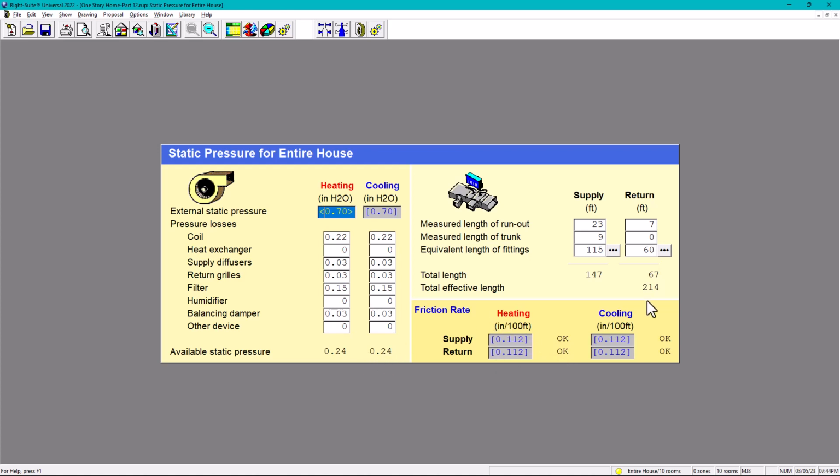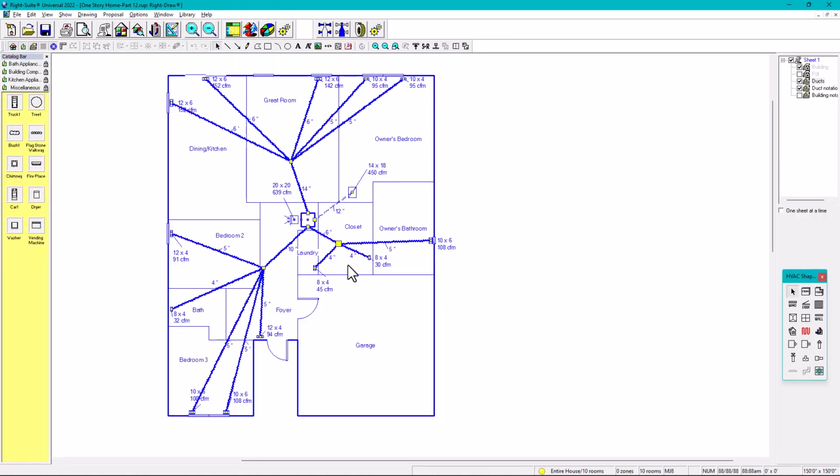So it's going to be 0.24 divided by 214, which is the total effective length. But which length? Okay, so now let's go to the duct layout. We're going to go to the duct layout.